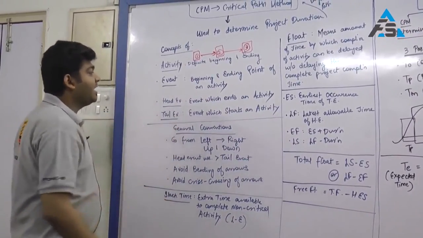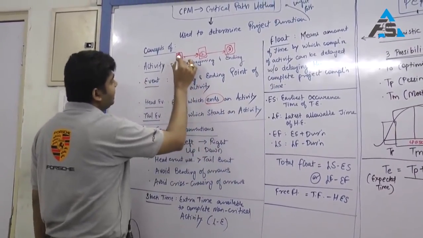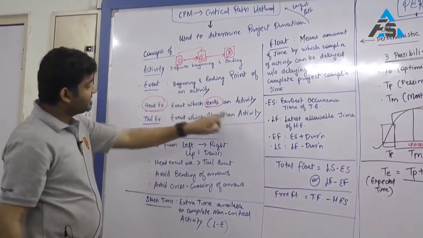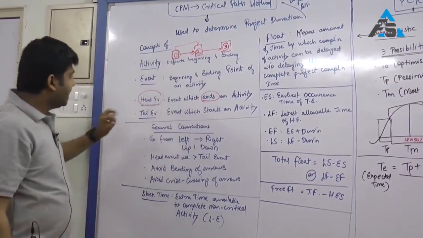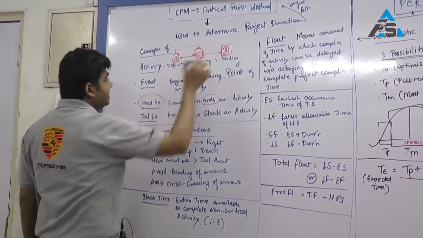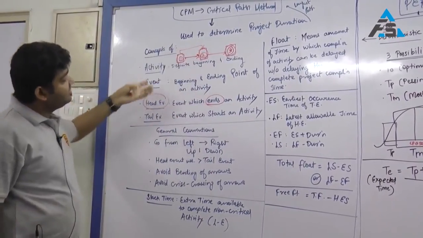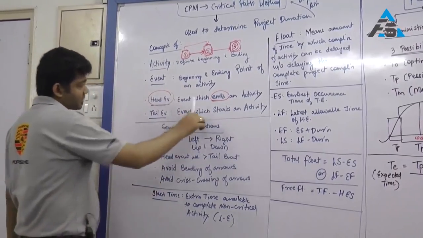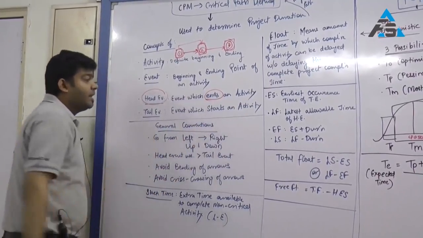Head event, tail event. Every activity will have a head event and a tail event. The event which ends an activity, so there is an activity 1 to 2, this 2 will be your head event. The event which starts an activity is called your tail event. So in 1 to 2, 1 is your tail event. In 2 to 3, 2 is the tail event, and 3 is the head event. It is not necessary that 2 will always be a head event or always be a tail event. It depends on what kind of activity it is involved in. If it is the end of an activity, it will be a head event. If it is the start of an activity, it will be a tail event.